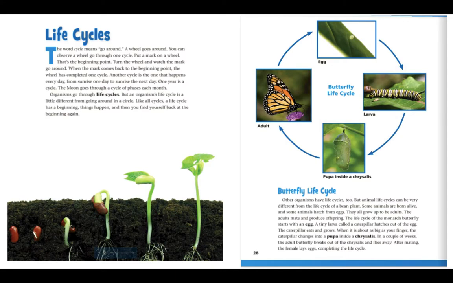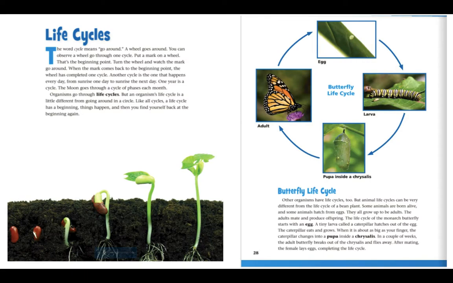Another cycle is the one that happens every day, from sunrise one day to sunrise the next day. 1 year is a cycle. The moon goes through a cycle of phases each month. Organisms go through life cycles, but an organism's life cycle is a little different from going around in a circle. Like all cycles, a life cycle has a beginning, things happen, and then you find yourself back at the beginning again.